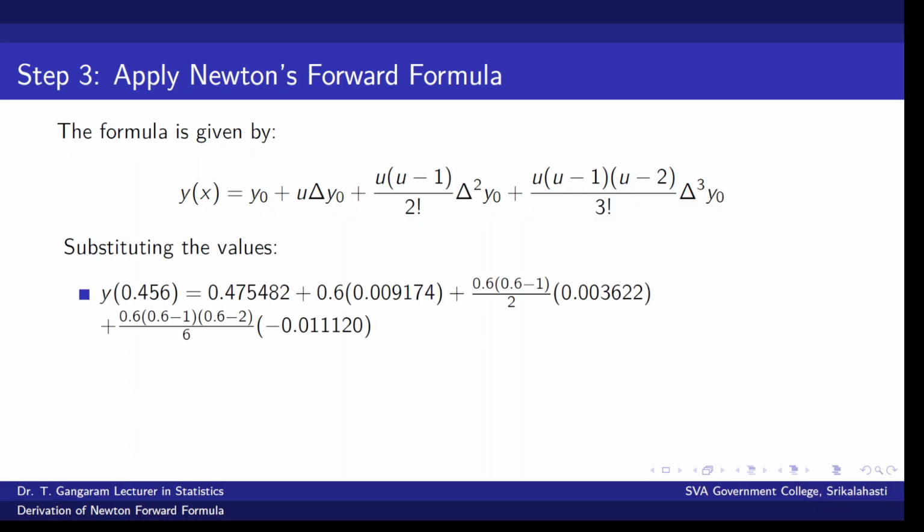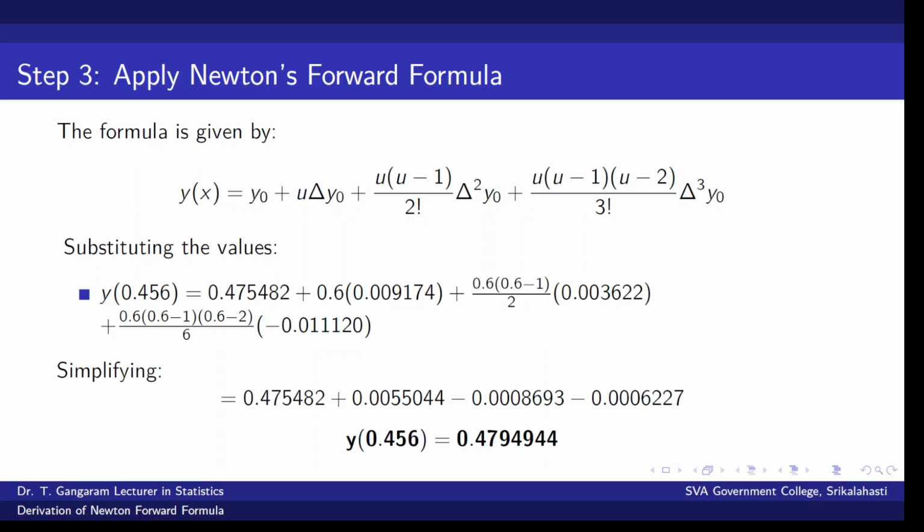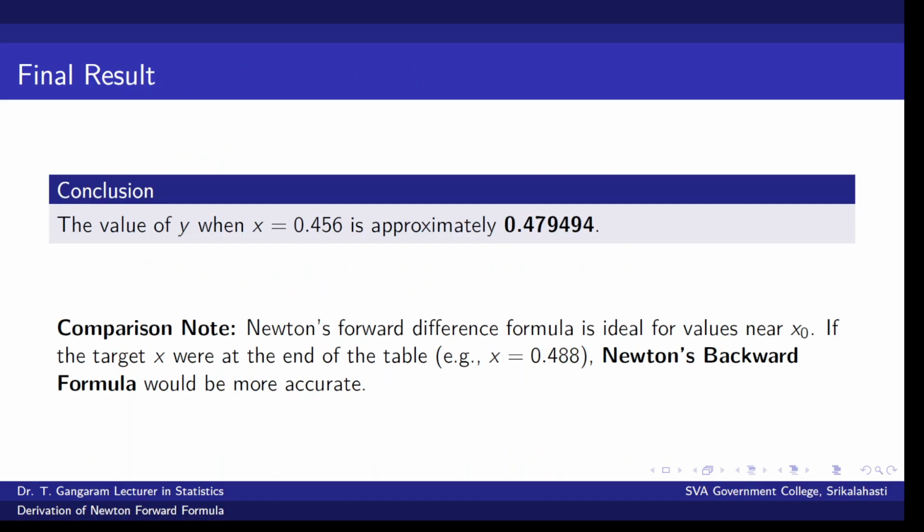Substituting the values and simplifying, we get y of 0.456 is equal to 0.47949444. This is approximately 0.479494.